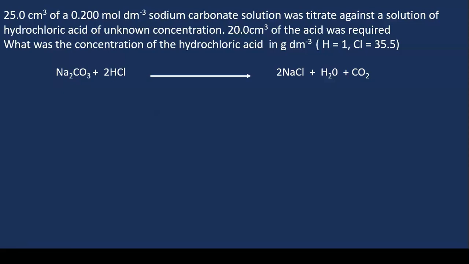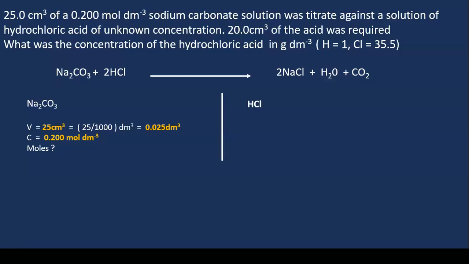Step 2. Write down the volume, the concentration, and the number of moles that are given for the acid and for the alkaline. I'll start with sodium carbonate. The volume of sodium carbonate is 25 centimeter cubed divided by 1000 to convert it into decimeter cubed, which gives us 0.025 decimeter cubed. The concentration is 0.200 moles per decimeter cubed. We don't know the number of moles. For hydrochloric acid, the volume is 0.020 decimeter cubed. We don't have the number of moles. We also do not have the concentration.